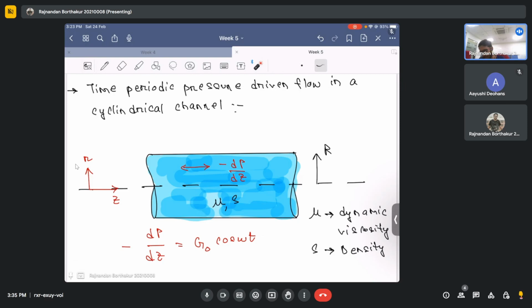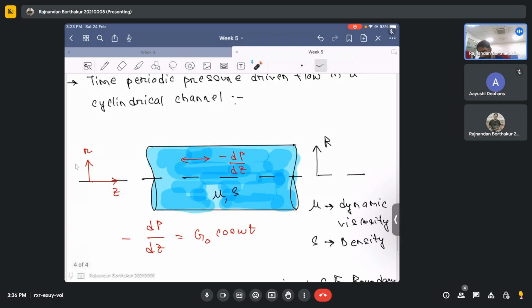Let us begin in this week's session. So, what we were supposed to do today is we will basically try to solve for the flow profile when there is a fluid just traveling through a pipe where the actuating pressure gradient is given by minus dp by dz, which is basically an axial pressure gradient.